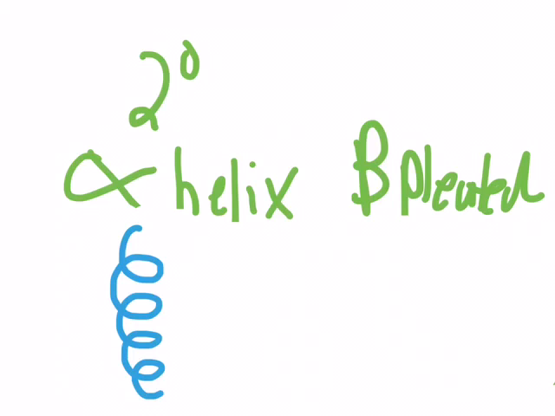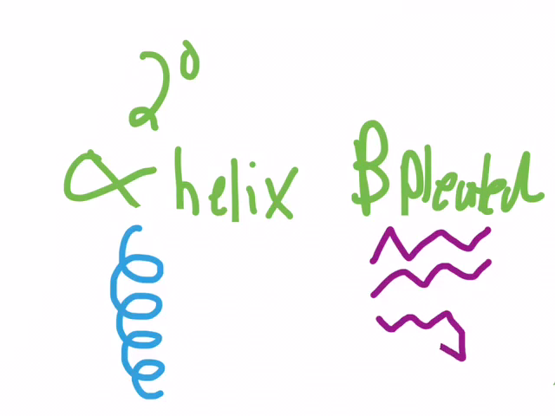As for the beta pleated sheet, these are stabilized by hydrogen bonds between the NH and CO groups. These occur between residues distant from each other. The backbone is extended, and these can be parallel or anti-parallel. So the parallel looks something like this, and then the anti-parallel will kind of curve and curve.